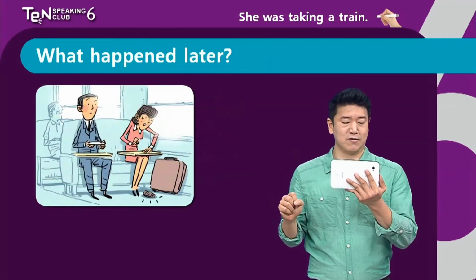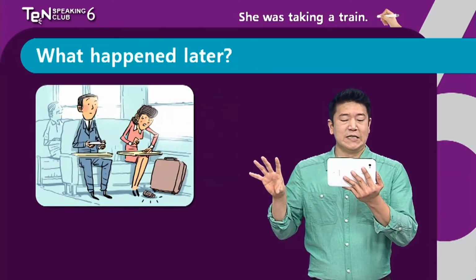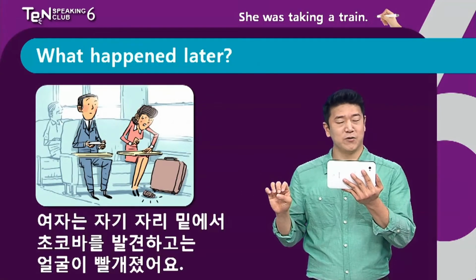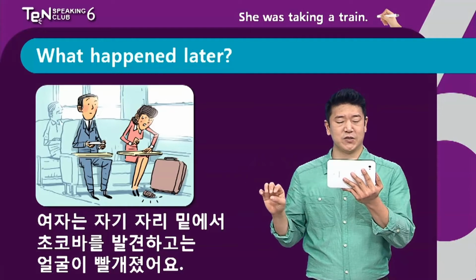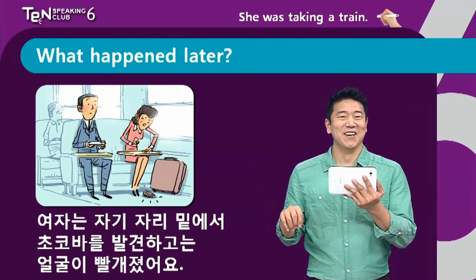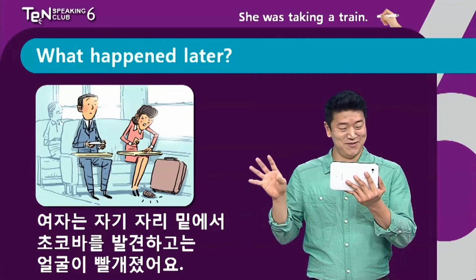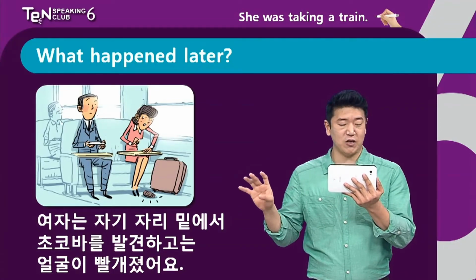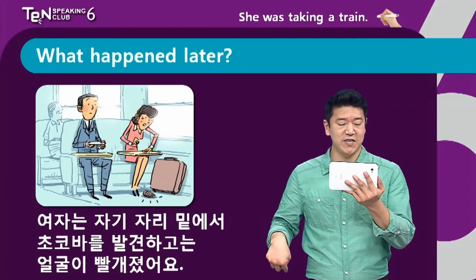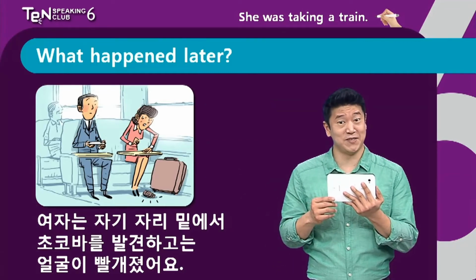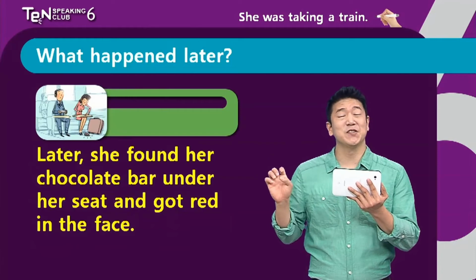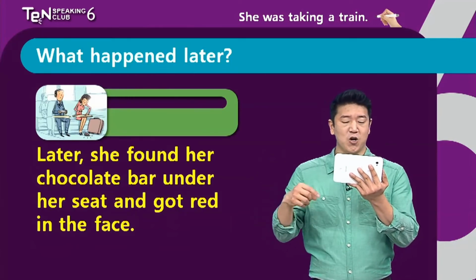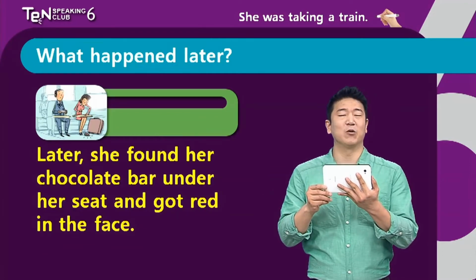All right. What happened later? Okay, so what happened later? Later, she found her chocolate bar under her seat and got red in the face. So yeah, it turns out that her chocolate bar, she dropped it under her seat. Later, she found her chocolate bar under her seat and got red in the face.